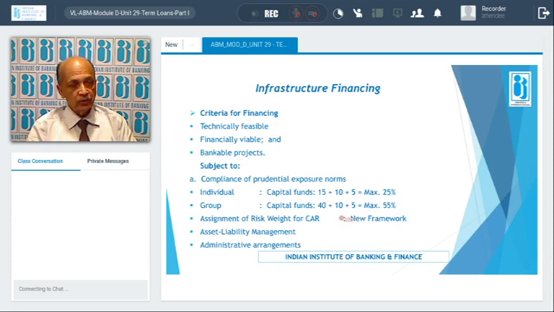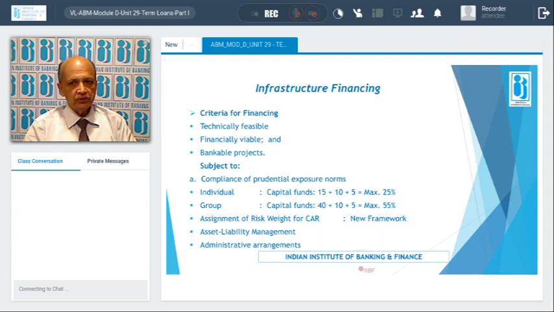Then another one, as I told you, is a unique feature of infrastructure lending: asset liability management. The bank should have a proper system, a proper department, a proper structure for controlling and monitoring asset liability mismatches. Because all these infrastructure loans are long tenor loans, asset liability management should be there, else the institution will be exposed to liquidity risk. To take care of the liquidity risk, every bank should have a full-fledged asset liability management department or adequate infrastructure.